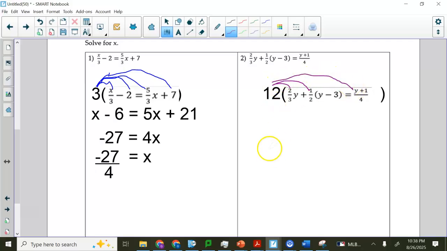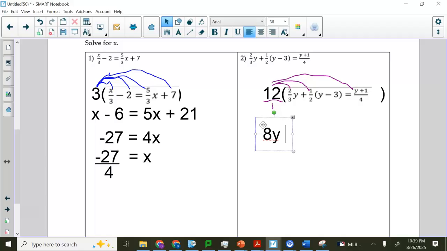Okay, so when we do 12 times 2/3 y, what happens? You can multiply the top, so think of that as 12 over 1. Then that becomes 24 over 3. Or you can simplify and divide 12 divided by 3 as 4, and then take 4 times 2. So either one, 24 over 3, or 4 times 2 is 8.